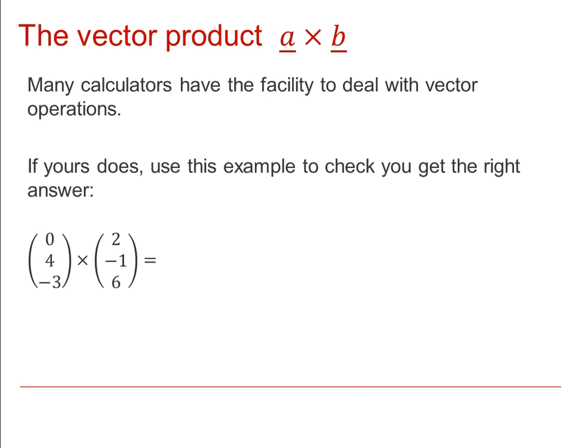You may have a calculator that's capable of working with vectors, and if you do, make sure that you know how to use your calculator to do that, so you can try working out the cross product of these two vectors. If not, then do this on paper and just pause and see in a second what the result is. Well, if you've done it correctly, you should have got the answer 21, minus 6, and minus 8.